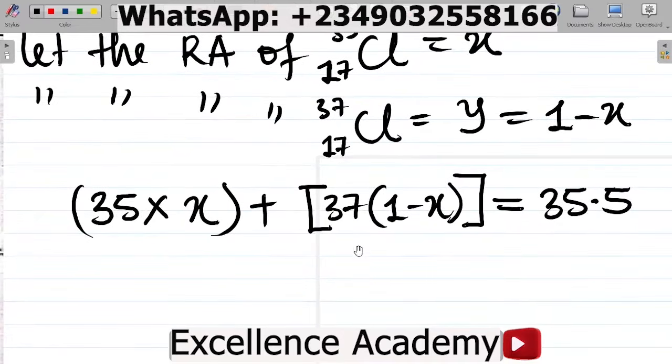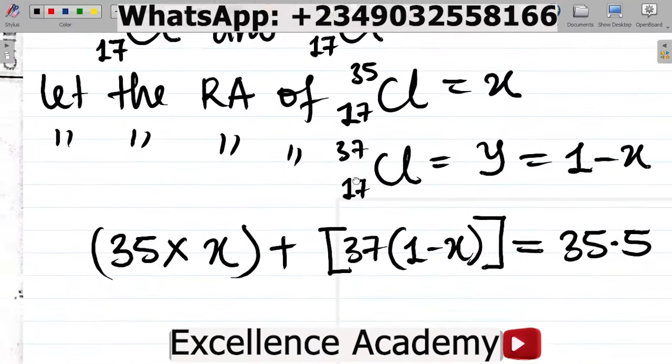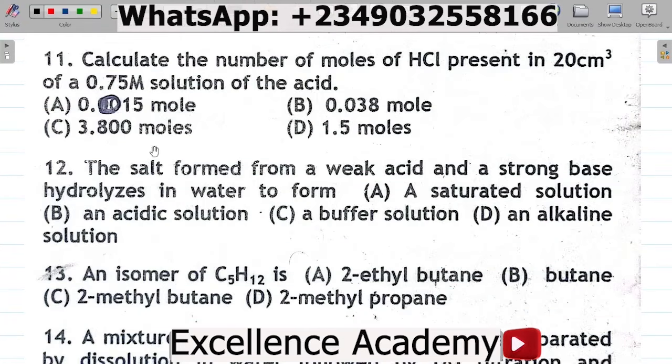So let's get this clear. To solve this question, the first thing you have to do is to get their isotopes. We're given isotope 35. Question 11 here says, calculate the number of moles of HCl, hydrochloric acid, present in 20 centimeter cube of a 0.75 molar solution of the acid. A 0.015 moles, B 0.038 moles, C 3.800 moles, D 1.5 moles. Now, how do you solve this question?